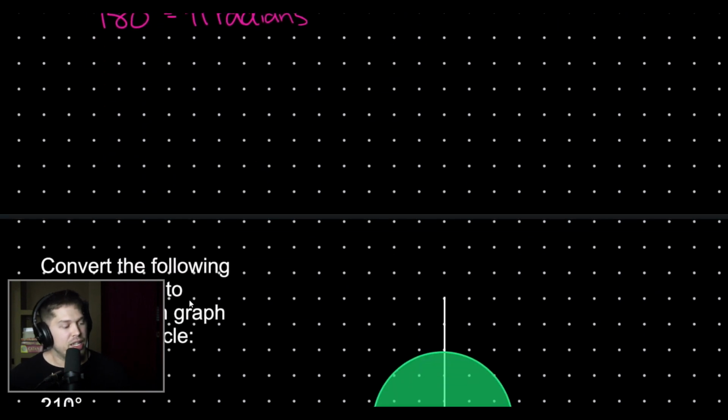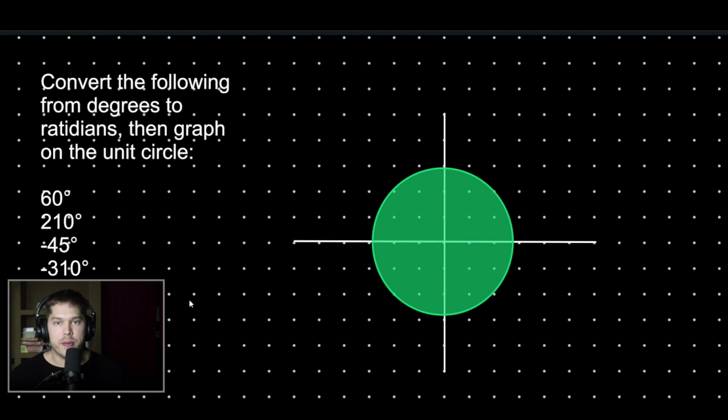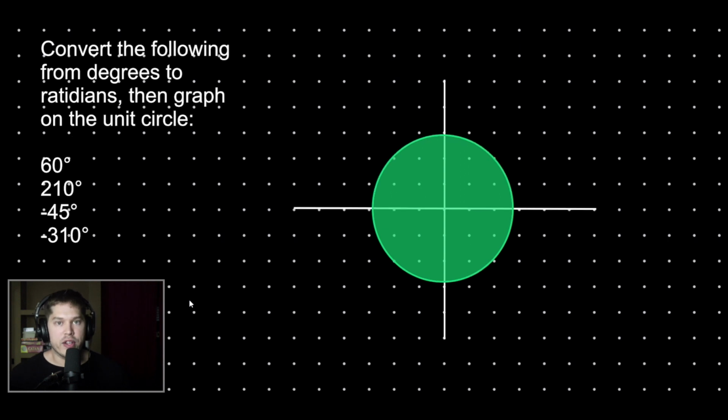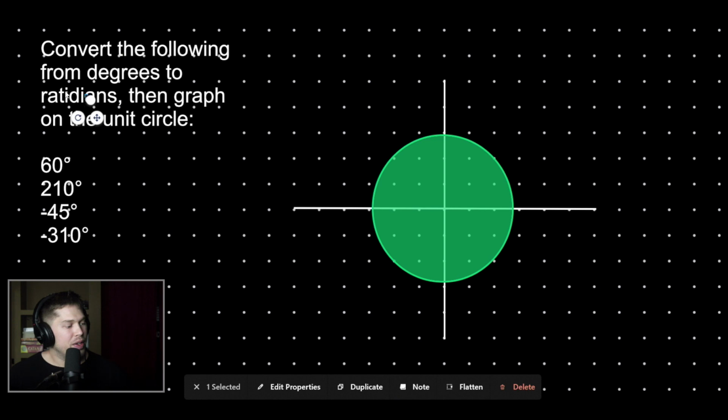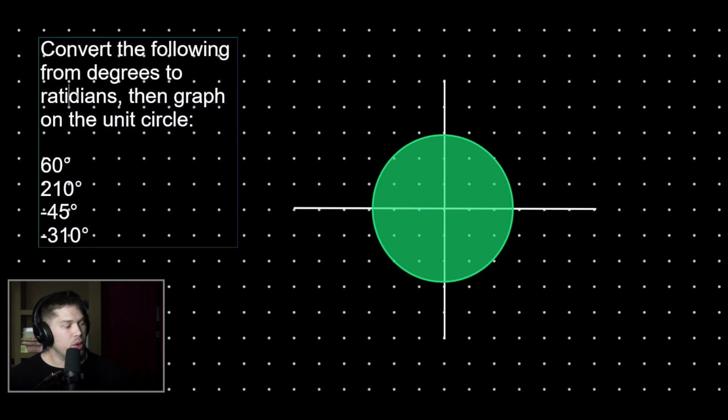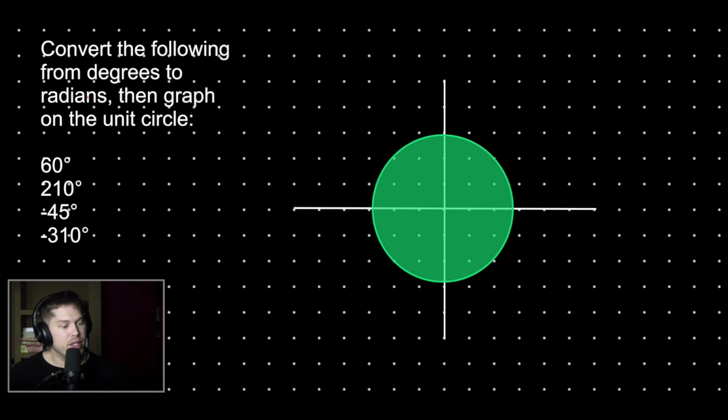Okay. Now let's solve some practice problems now that we've seen these relationships. So convert the following from degrees to, I am a terrible speller. Let's fix that real fast. Convert from degrees to radians. There we go. Then graph on the unit circle. Okay, so we want to convert 60 degrees to radians.